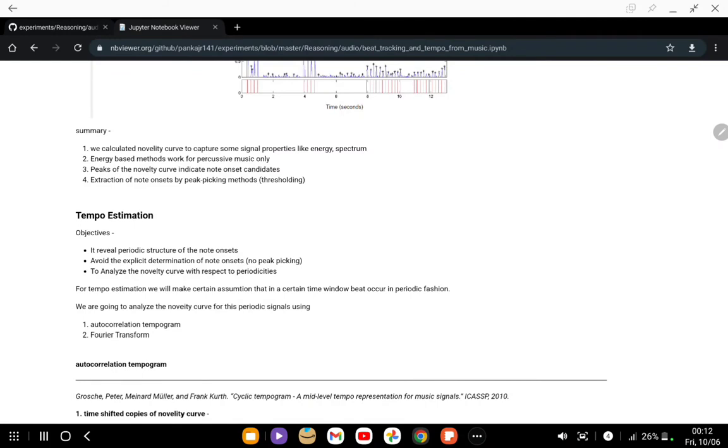So in tempo estimation, we try to estimate the tempo of our music signal. There are multiple kinds of tempos. One is a global tempo, which is across the whole music signal, and there are local tempos, which are local to sub parts of the music signal. We are going to come to that later. Now the objective of tempo estimation is to reveal the periodic structure of note onsets.